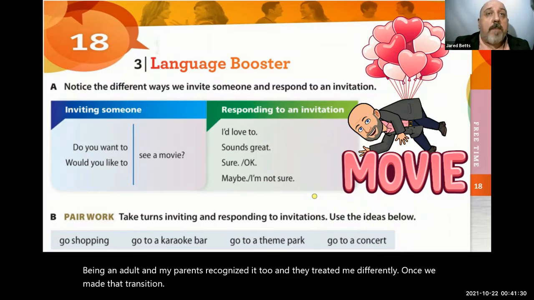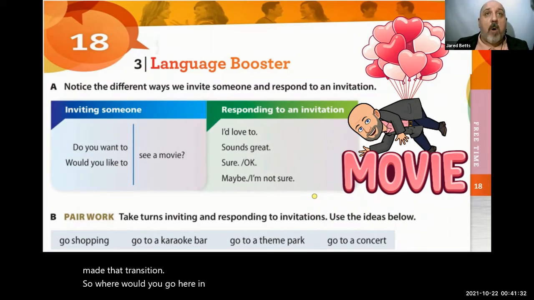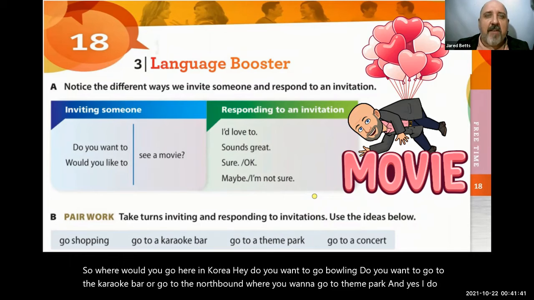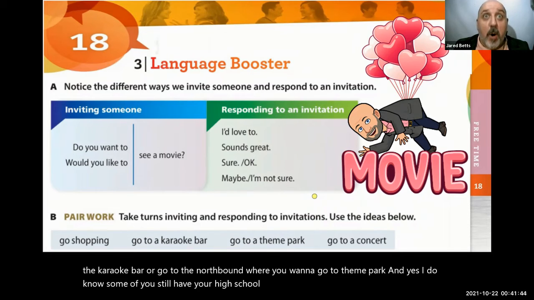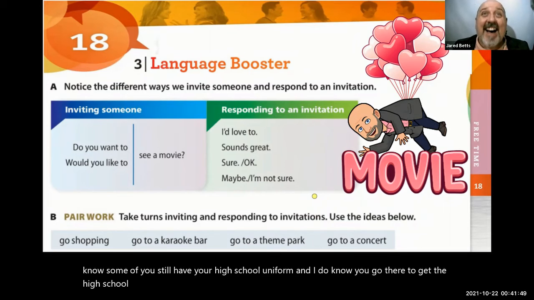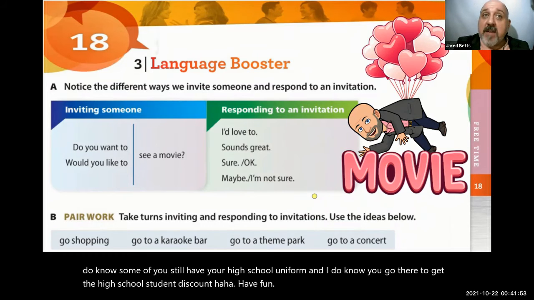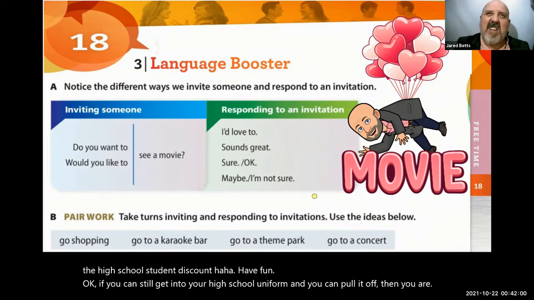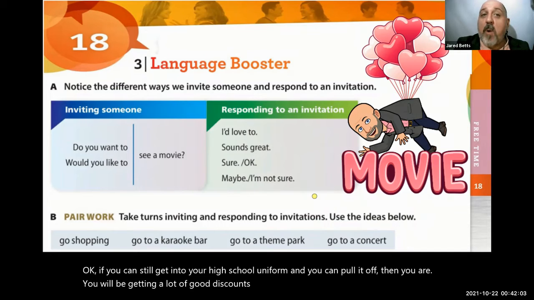So where would you go? Here in Korea, hey, do you want to go bowling? Do you want to go to the karaoke bar or go to the noraebang? Or you want to go to the theme park? And yes, I do know some of you still have your high school uniforms, and I do know you go there to get the high school student discount. Have fun. Okay, if you can still get into your high school uniform and you can pull it off, well, then you're going to be getting a lot of good discounts. But enjoy it while you can.